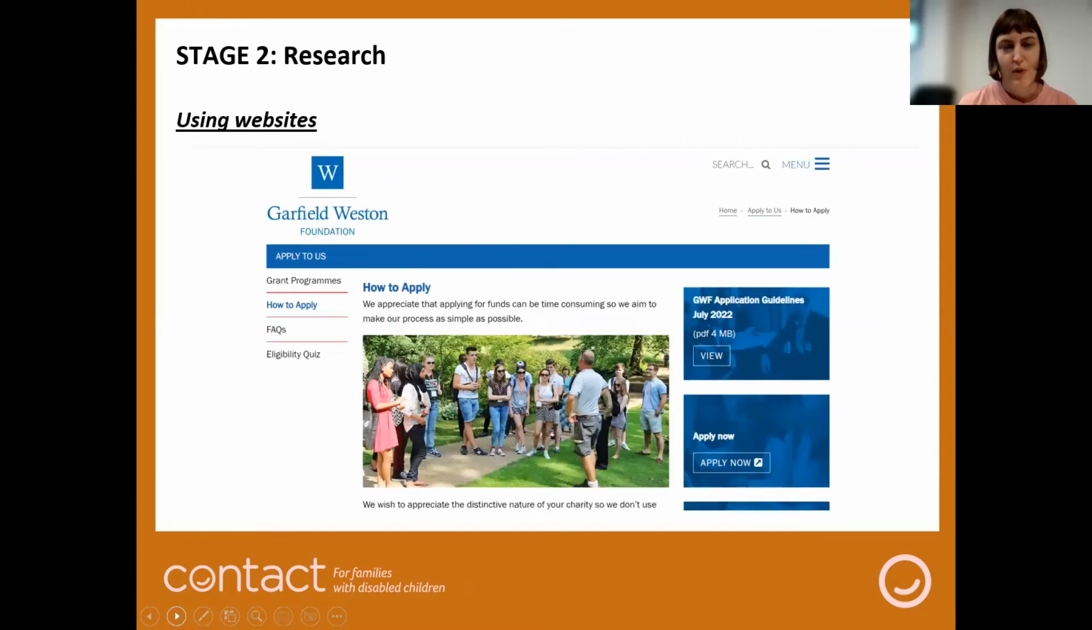Some trusts have websites and online portals. So this is an example here of the Garfield Weston Foundation, where you would need to register and go through their process online. But a lot of trusts also are very old school and still do everything by post. So everything would be done by letter, and there may not even be any information about how to apply, just merely to send something in the post.